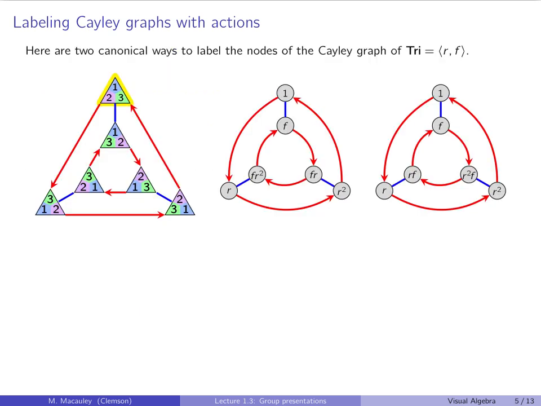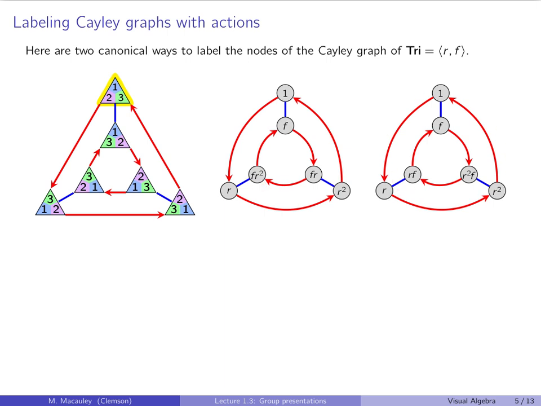Here are two canonical ways to label the nodes of the Cayley graph of the triangle symmetry group, starting from the version we saw in the first lecture, where the nodes are labeled by configurations. If we call this the home state in both of them, we label that with the identity. And then here, we label the outer ring R and R squared, and for the inner ring, we follow the blue path to get F, and that makes this FR and this FR squared.